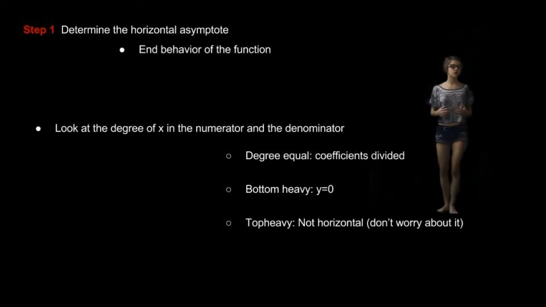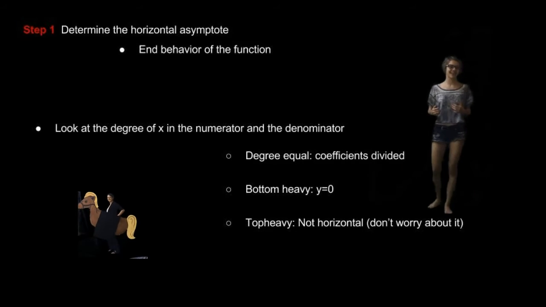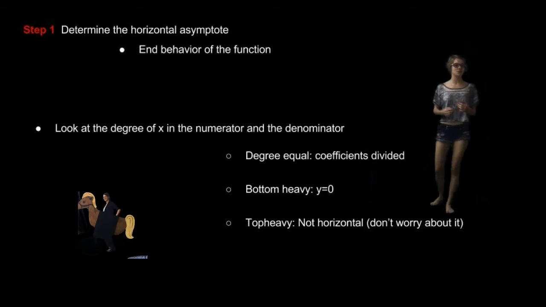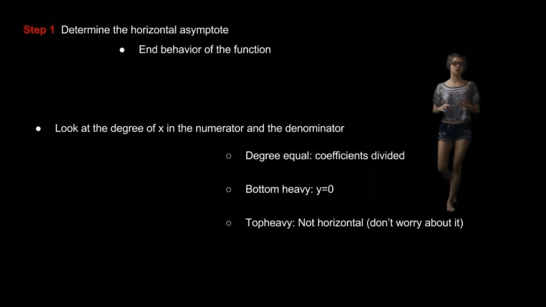Let's first assume that the degree of both the numerator and the denominator are the same. If there are coefficients in the front, then the top is divided by the denominator, and that's the value of the y in the horizontal asymptote. If the function is bottom heavy, where the numerator in the rational function has a lower degree than the denominator, then the horizontal asymptote is at 0. If the function is top-heavy, then the asymptote will not be horizontal, but you don't need to know that for now.